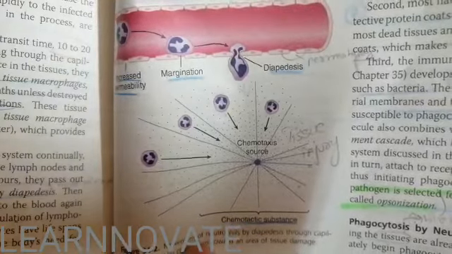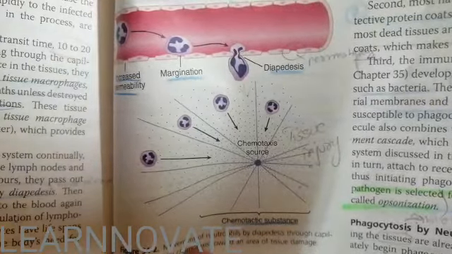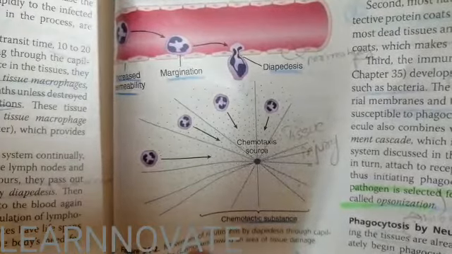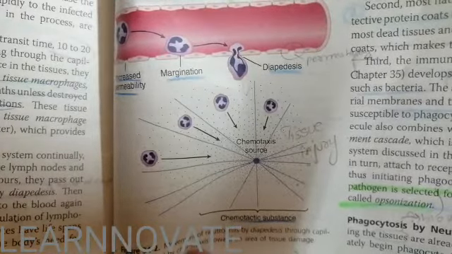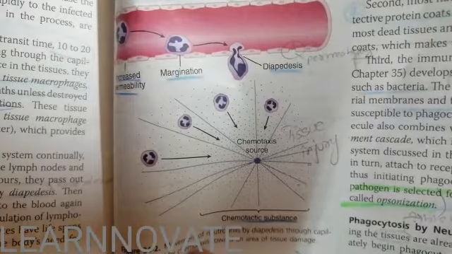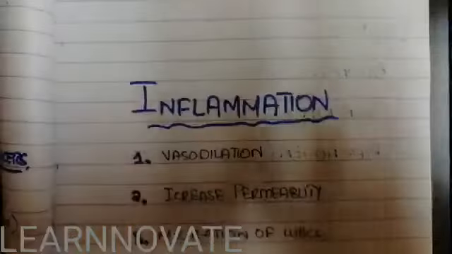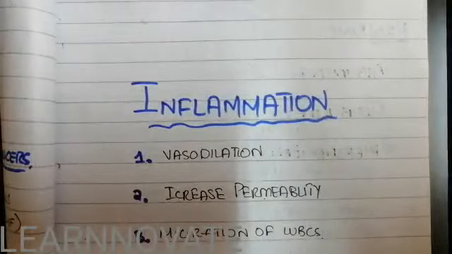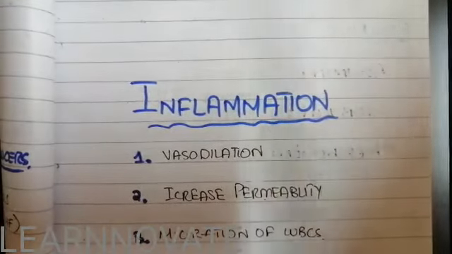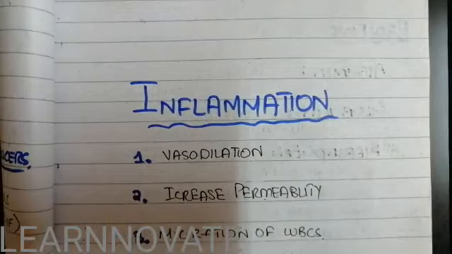Today we are going to discuss some of the important aspects of inflammation, what steps occur in inflammation, and how the neutrophils and the macrophages come to the site of infection. Before discussing the inflammatory effects of the neutrophils and macrophages, first we have to discuss what events occur during the inflammatory state.